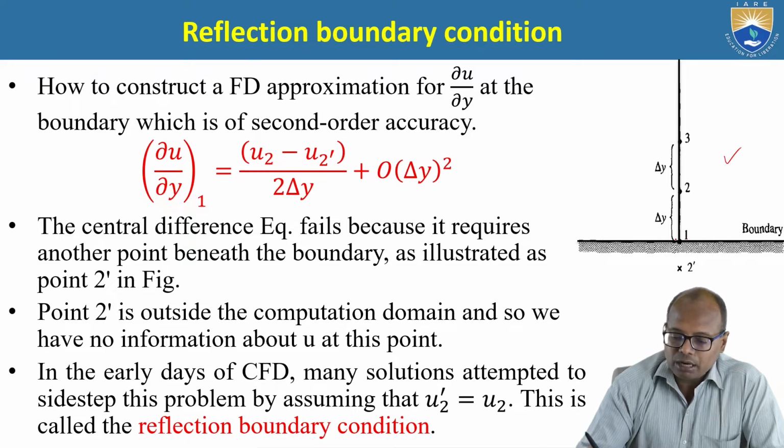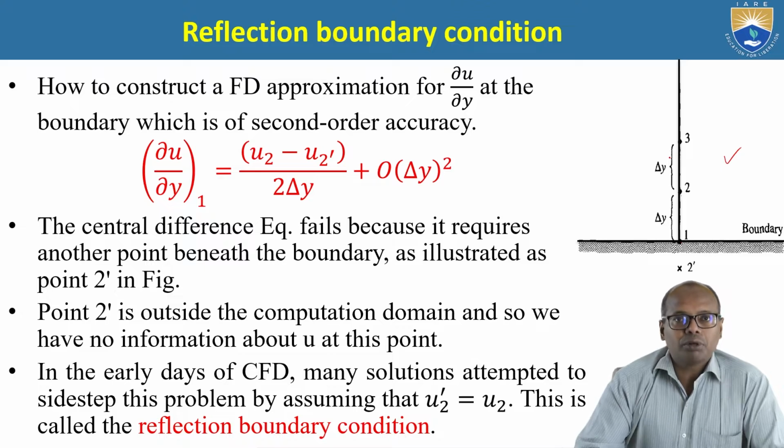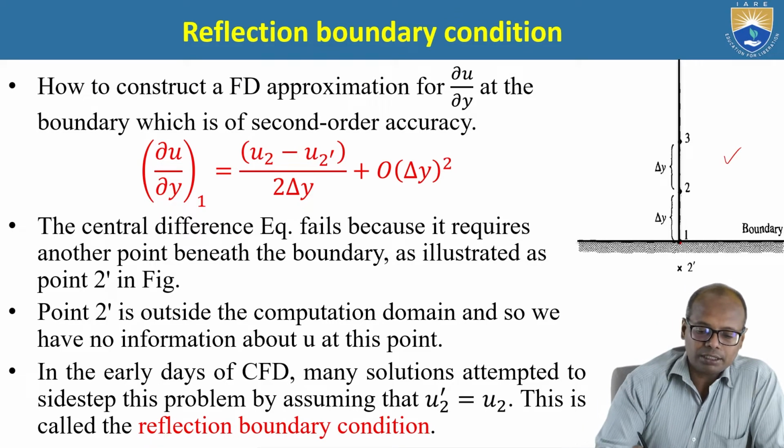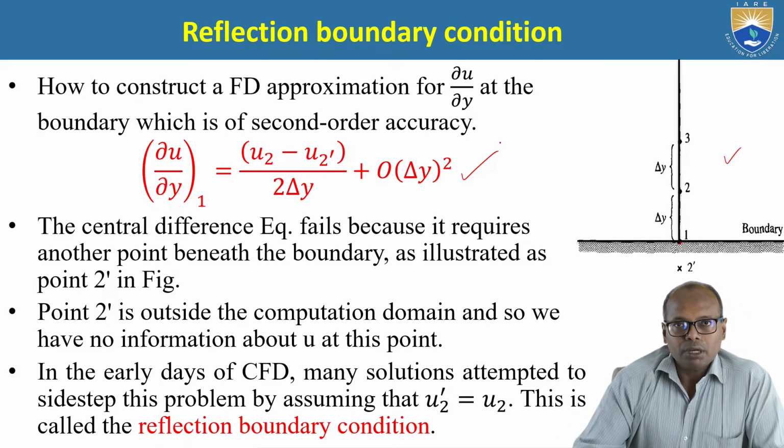The grid starts from point 1 to 3 like this. The distance between the two grid points is delta y, so it is a uniform grid. In this kind of scenario, suppose I want a second order accurate finite difference approximation at point 1, which is on the boundary. If I want to use the second order accuracy equation that we derived from the Taylor series, it is like this.